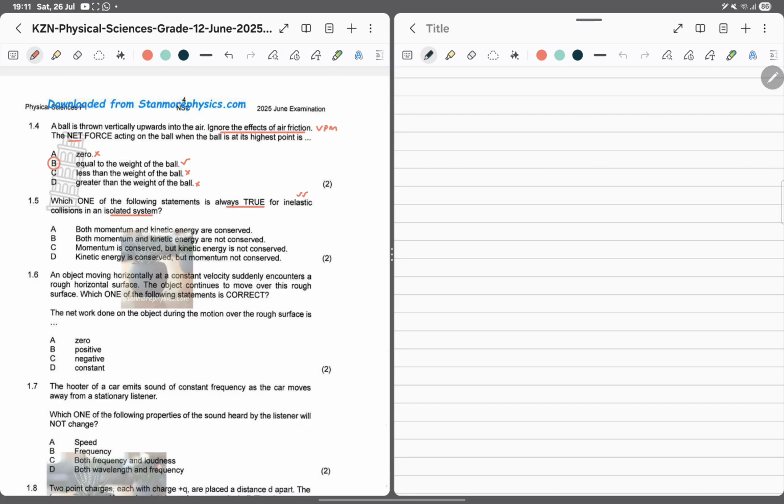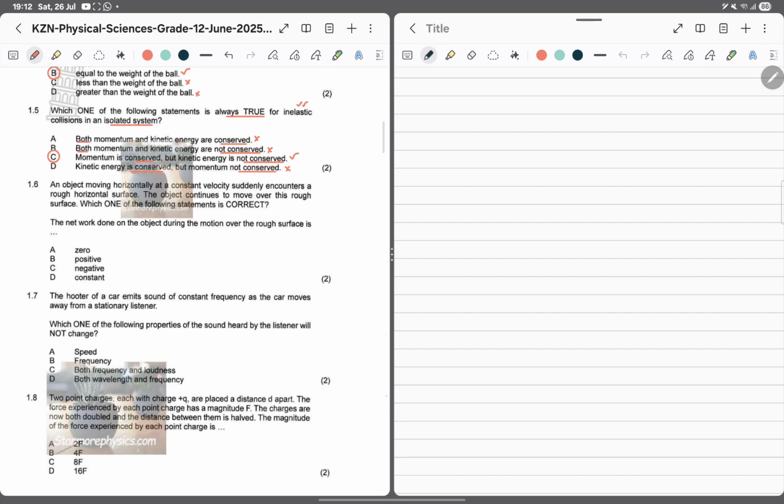So the statements are: both momentum and kinetic energy are conserved. It's certainly not both, only momentum. Both momentum and kinetic energy are not conserved. Again, it's not both, it's only kinetic energy. So that's out. Momentum is conserved, true. But kinetic energy not conserved, that's also true. So that statement holds. Kinetic energy is conserved. No, it's not. Momentum is not conserved. Again, that's not true. It is actually conserved. So C is the answer.